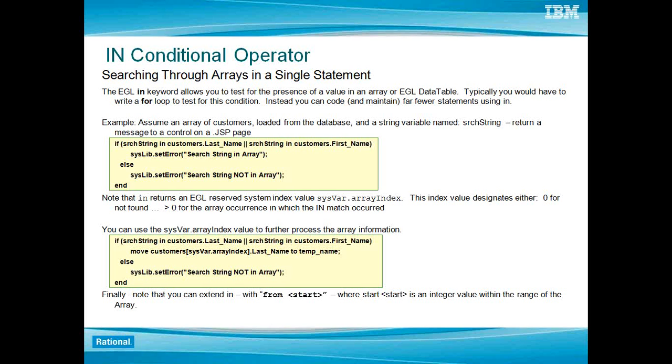In the first example, we are searching for some value inside customer.lastname. It will find the search string within customers.lastname. It will iterate through all of the values present in the customer array and find the corresponding matched string. If it finds it, it is true; otherwise it will execute the else part.